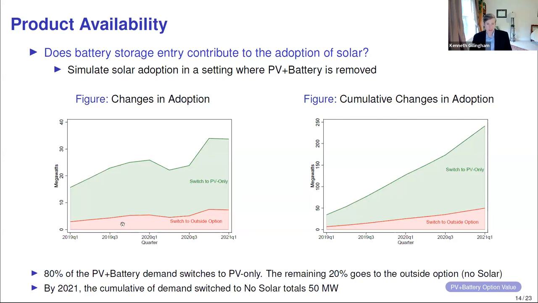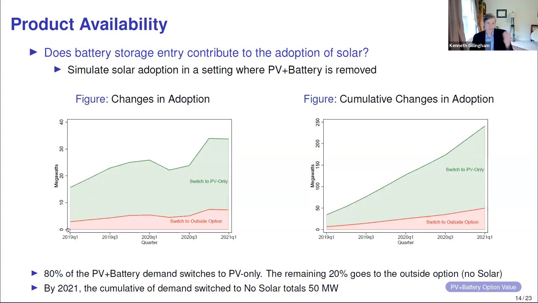And there's actually a pretty reasonable fraction of people who co-adopted PV plus battery, who, if the batteries were not available, would have done nothing, would not have adopted anything at all. And that's what's shown in this red area here. This is just a cumulative version of what we see in the left-hand side.